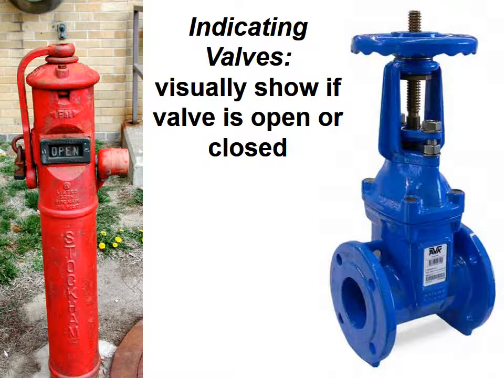And then you have the post indicator valve, which is here on the right, the blue one. If it is closed, that thread will be all the way down into the valve, and if it is open, the screw or the threads will be all the way through the handle and sticking out the top.